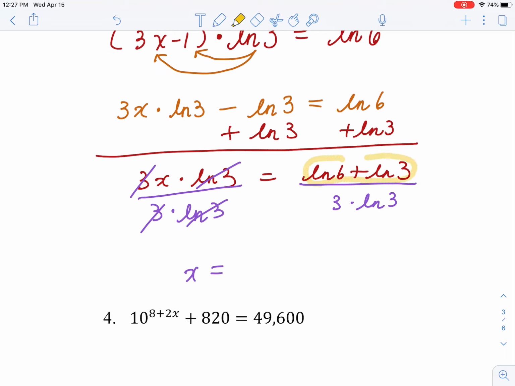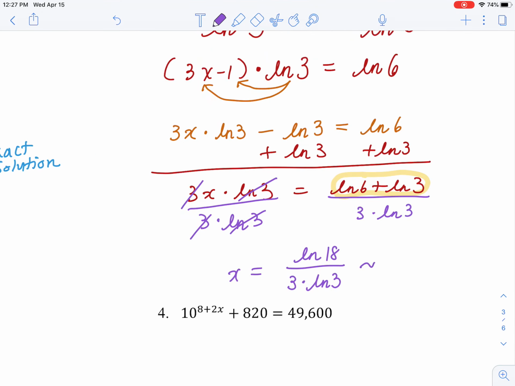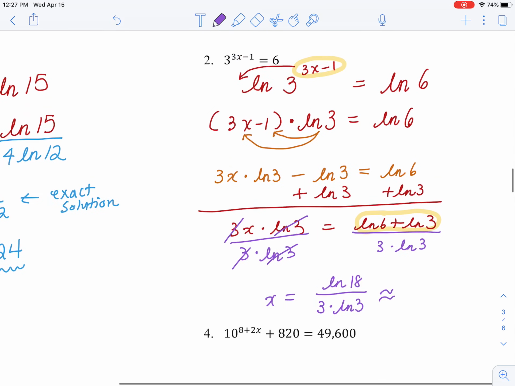Therefore, the final answer is x equals, I do want to combine these numerators. You see what I mean? These are a sum of natural logs. I can write that as natural log of, not 9, 18. Because you have to multiply. You have to multiply the arguments. And then I will have 3 times natural log of 3. Therefore, that's my final answer.